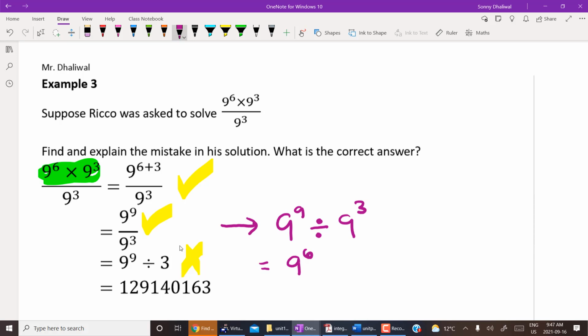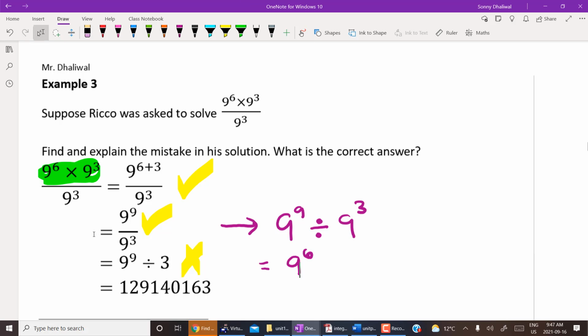We subtract those two, right? That's the rule. When we're dividing, we subtract the exponents. So the division statement could look like this, or it could look like a fraction. They mean the same thing. Now, once we have this as a single power, it's easier to evaluate. And you come up with the right answer.